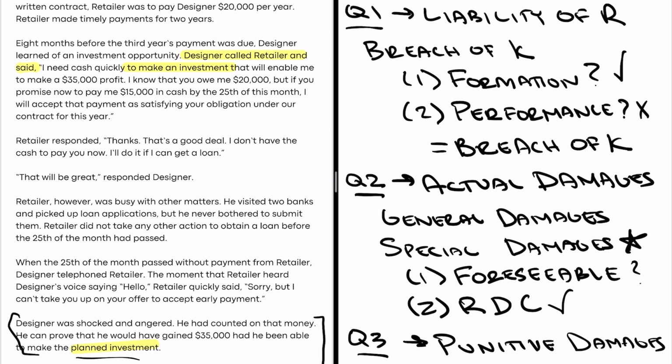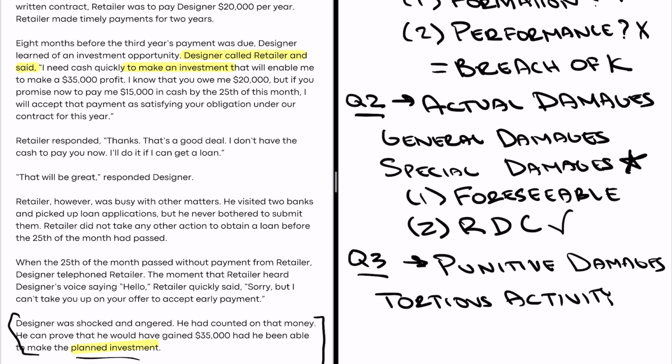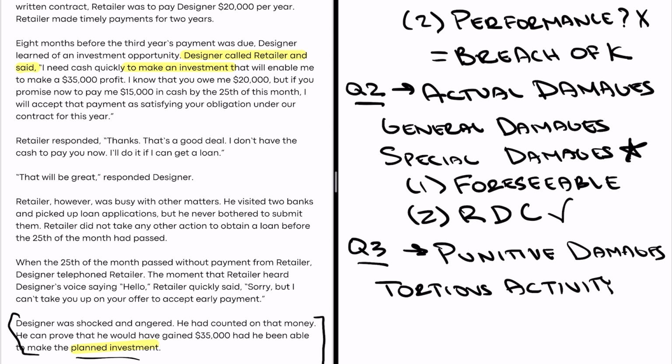This goes back to foreseeability when we're thinking about actual damages in question number 2, and the foreseeability of that $35,000 that we know he's missing out on because we've already read the call of the question. We now see that designer calls retailer and puts him on notice. He says, hey, I need the money now to make an investment. So at that moment, our defendant, retailer, has notice of this investment opportunity. He has reason to know of the investment, making this seemingly foreseeable to me.